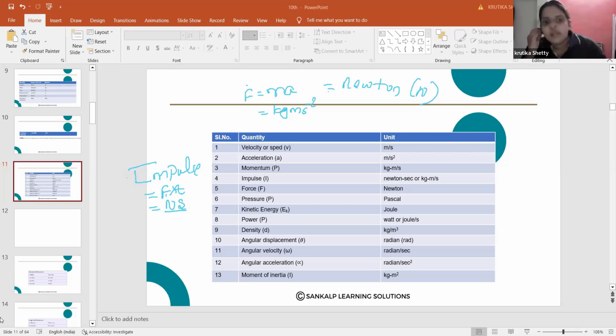It is the unit of impulse. Yes, so this is regarding the unit and some of the physical quantities.